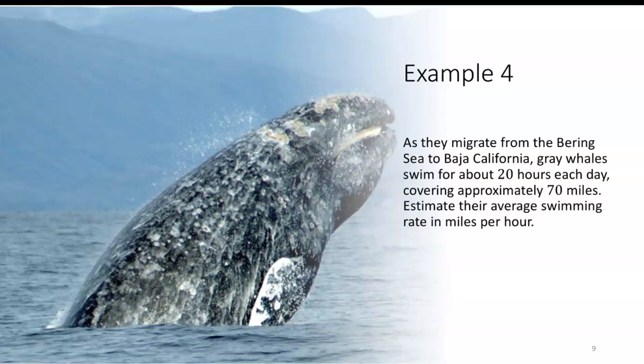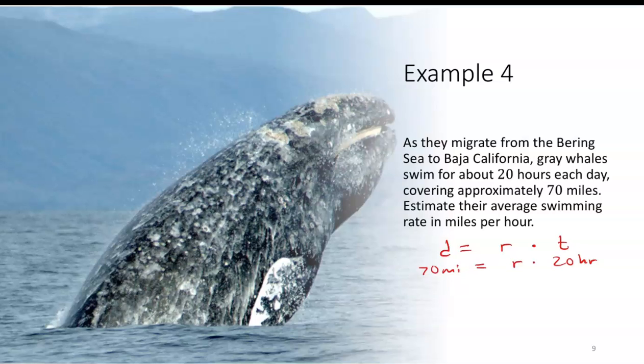As they migrate from the Bering Sea to Baja California, gray whales swim for about 20 hours each day, covering approximately 70 miles. Estimate their average swimming rate in miles per hour. So in this case, the formula is distance is rate times time. We know the distance is 70 miles, and the time is 20 hours.